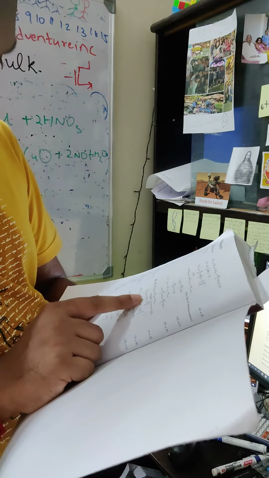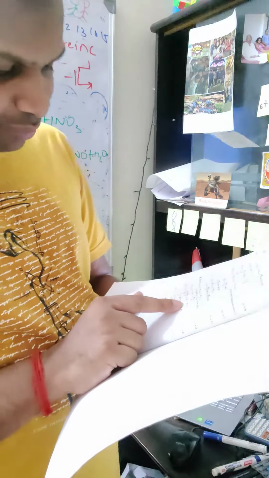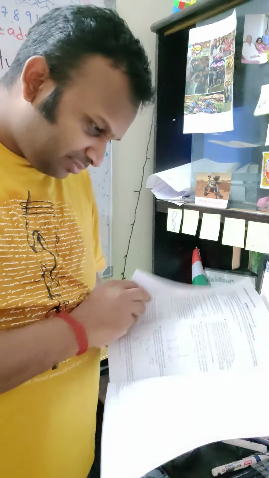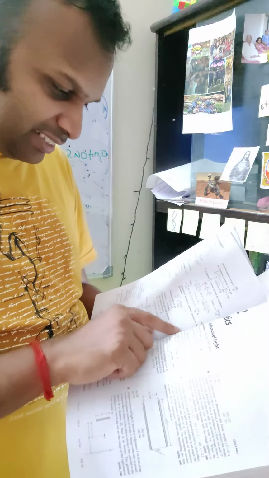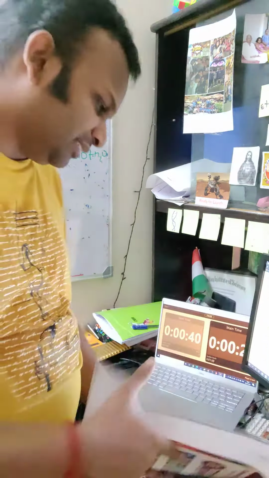W12, W22, PV is equal to RT by 3, 3 into 3 by 2 PRT, P is into 2V minus PV0. A concave mirror has a radius of curvature of 40 cm. It is at the bottom of a glass that has water filled up to 5 cm.